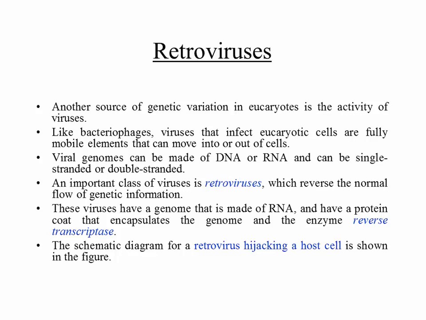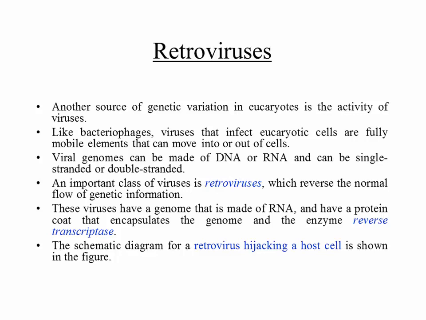Now viral genomes, as I said before, can be made either of DNA or of RNA, and they can be single-stranded or double-stranded. If it is an RNA genome, it will probably be single-stranded, since RNA usually occurs in nature as a single-stranded molecule. If it's a DNA genome, it will be double-stranded. An important class of viruses is retroviruses, which reverse the normal flow of genetic information. The virus that causes AIDS, HIV, is a retrovirus.